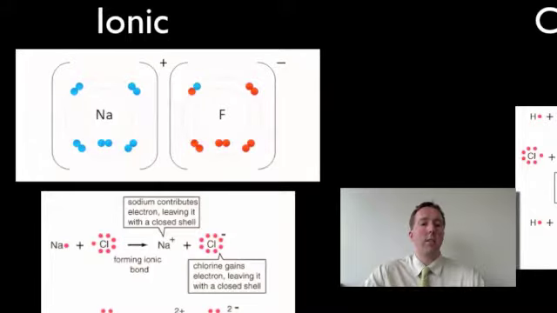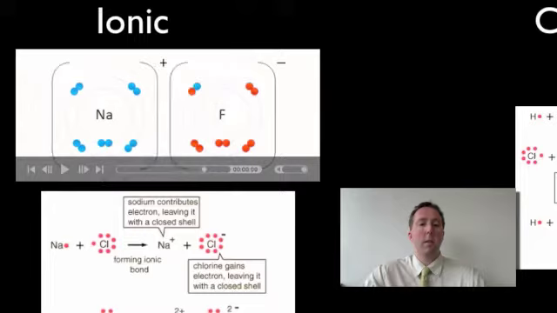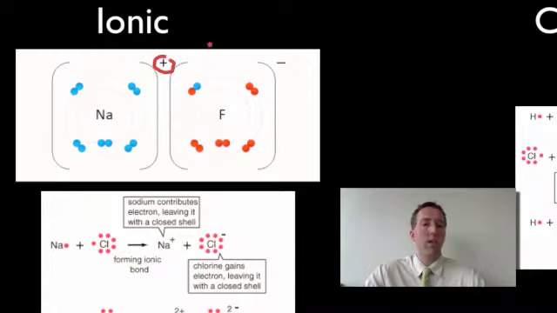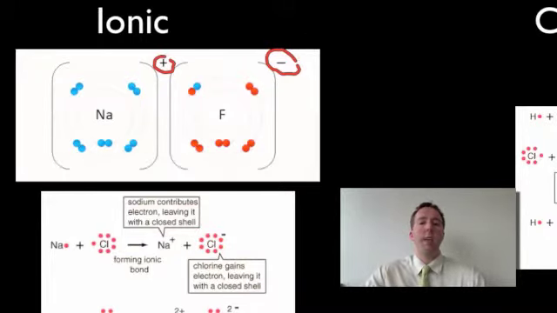Sodium then becomes positively charged. Sodium has lost one negatively charged electron, so overall it becomes positively charged. Fluorine has gained one negatively charged electron, so overall it becomes negatively charged. Atoms with a charge are called ions.